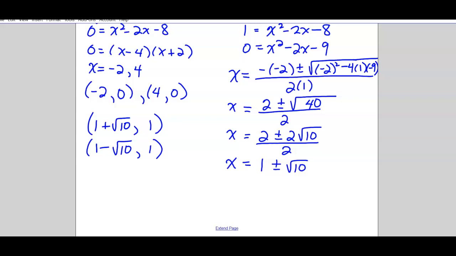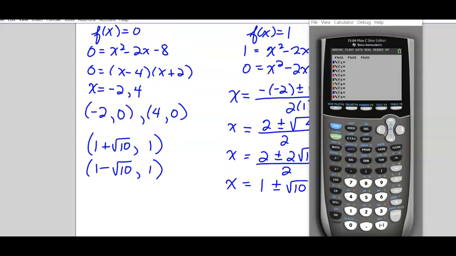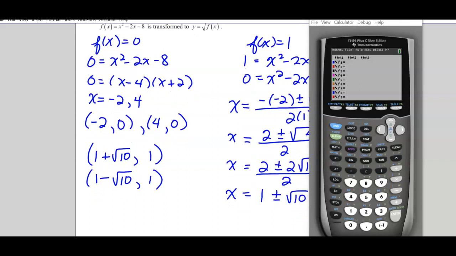Okay? Calculator. Second. What do y equals? Okay. What's our original? So x squared minus 2x minus 8. I had a standard screen there. Yeah, you could graph the square root, but why bother?